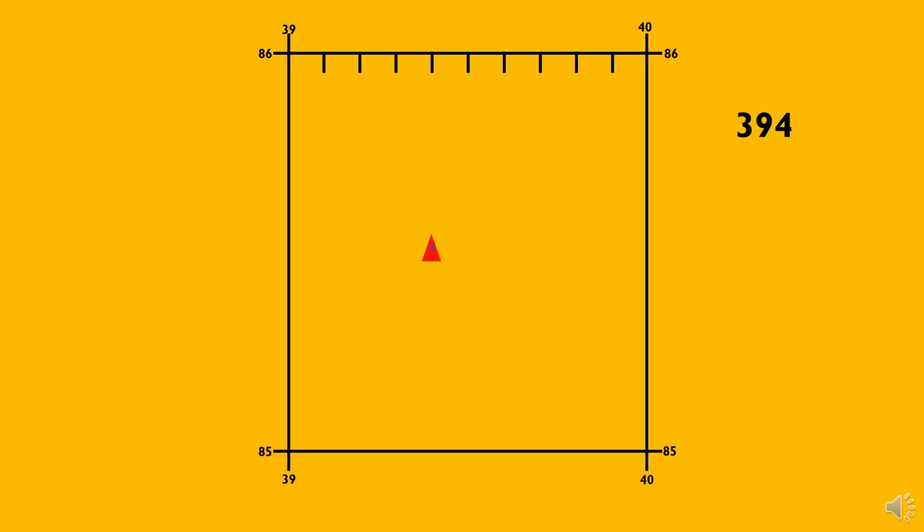Next, we read the northing of which the major trigonometrical station is located immediately north. The major trigonometrical station is immediately north of Northing 85 as highlighted on the screen. Now, along Easting 39, we mark 9 points counting northwards.